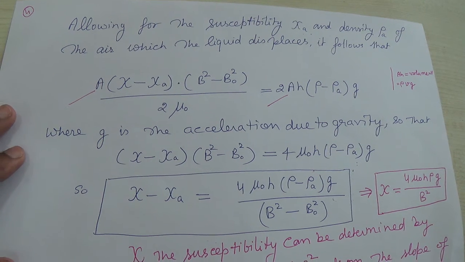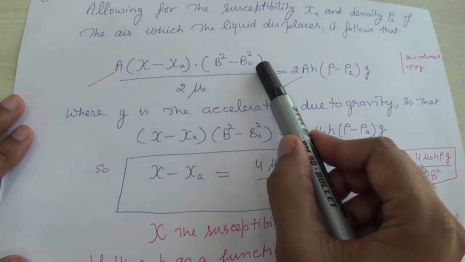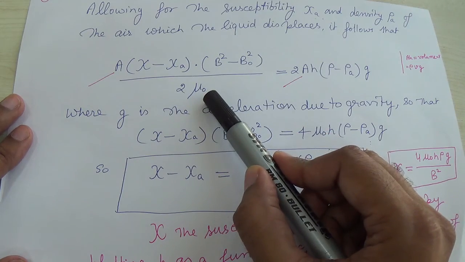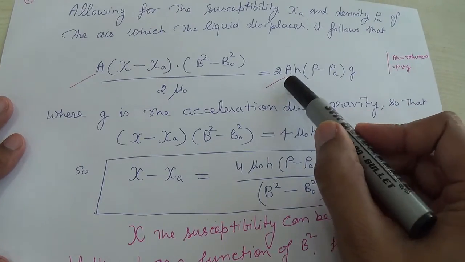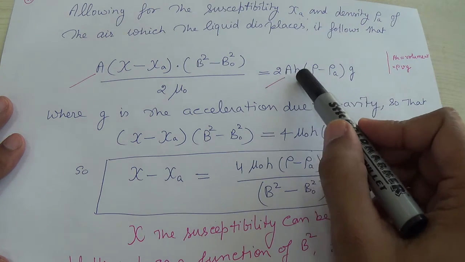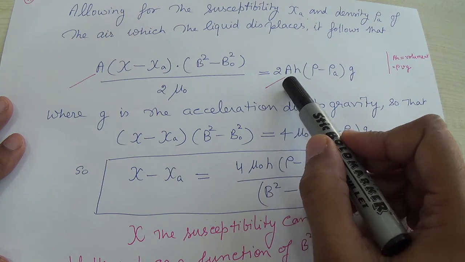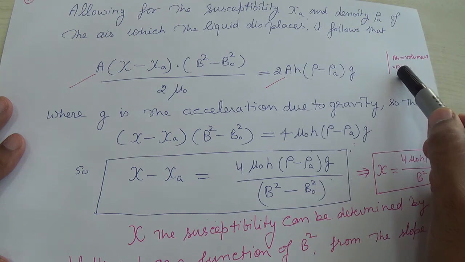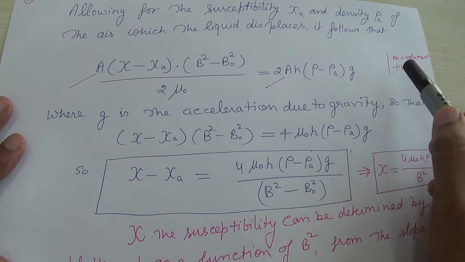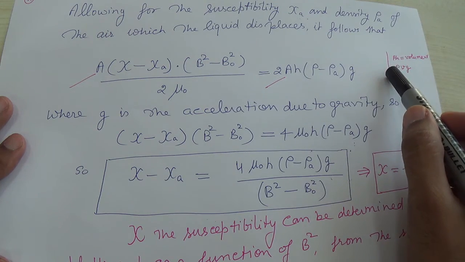So the relation now becomes (chi minus chi A) times (B squared minus B naught squared) upon 2 mu naught, equal to 2A h (rho minus rho A) times g. Here, A h is equal to the volume, so this is rho V g, where V is the volume, rho is the density and g is the acceleration due to gravity. So it's similar to the upthrust formula.